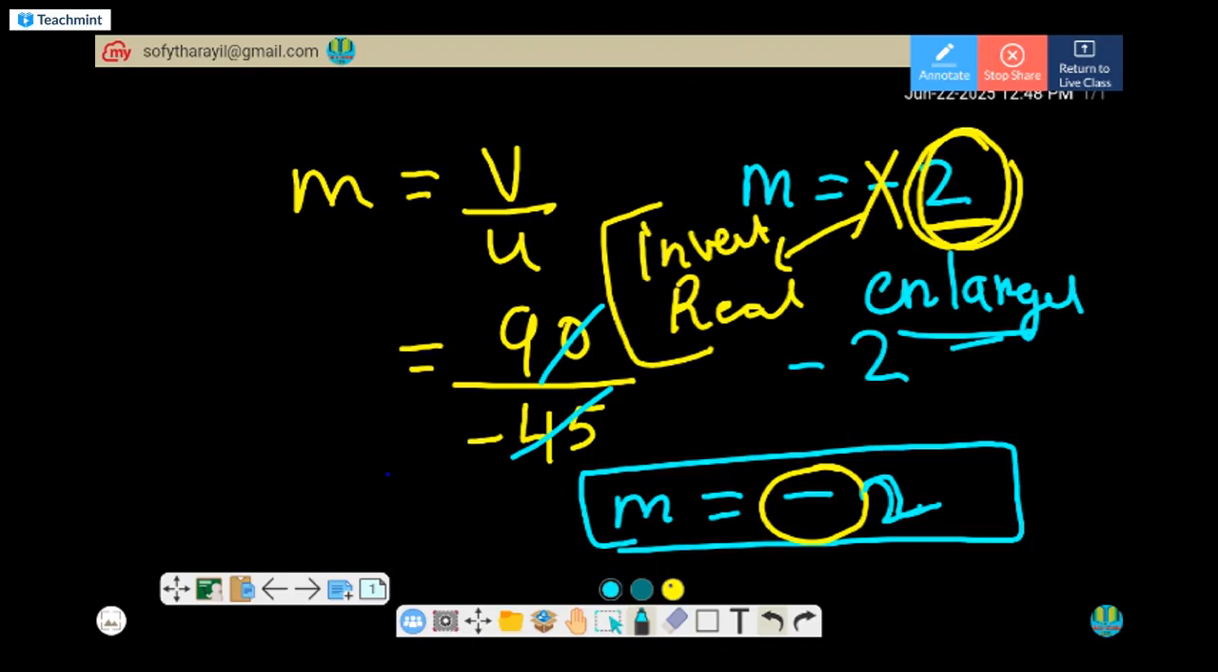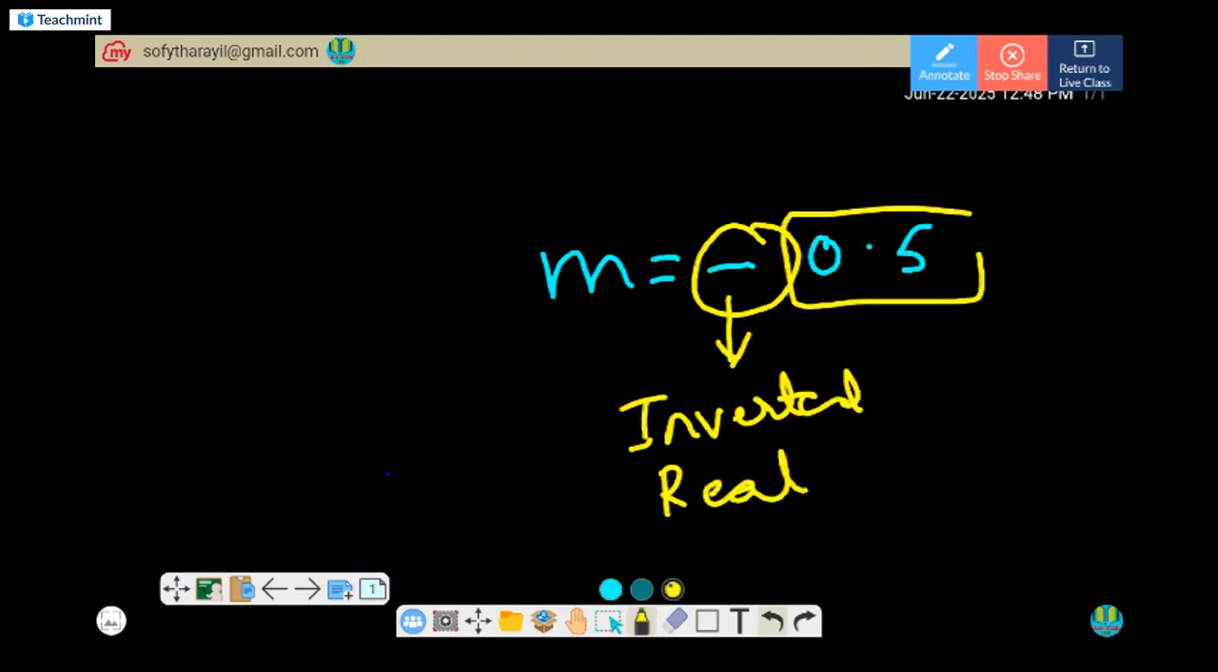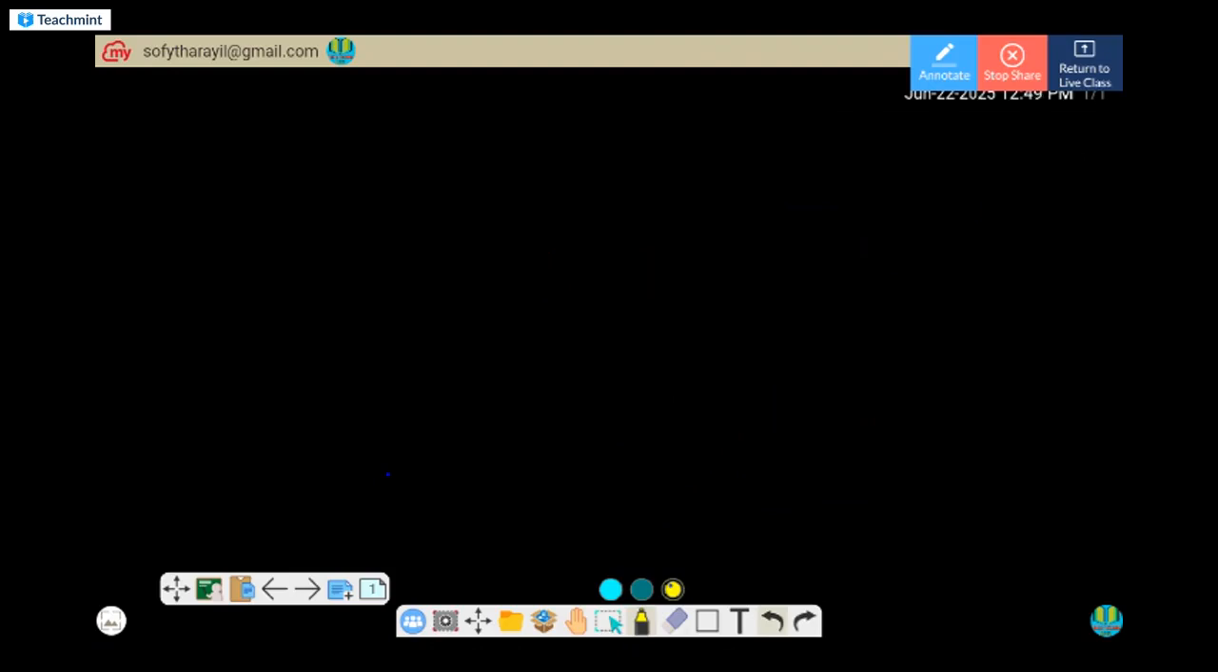So always remember, magnification, whenever you read, let's say it's negative 0.5, just an example. Negative means it is an inverted image. And inverted images are real images. And the second part is the number. If the number is less than 1, then it is diminished. And if it is greater than 1, it will be enlarged. Okay, so this question covered a lot of things. We could find the focal length, we could predict the type of lens, and also the magnification and the nature of the image. Now let's take the next question.